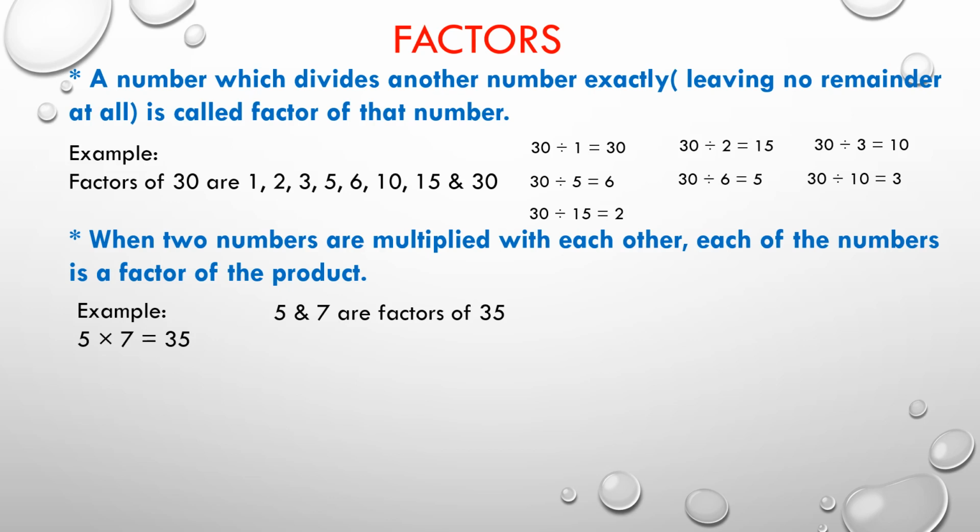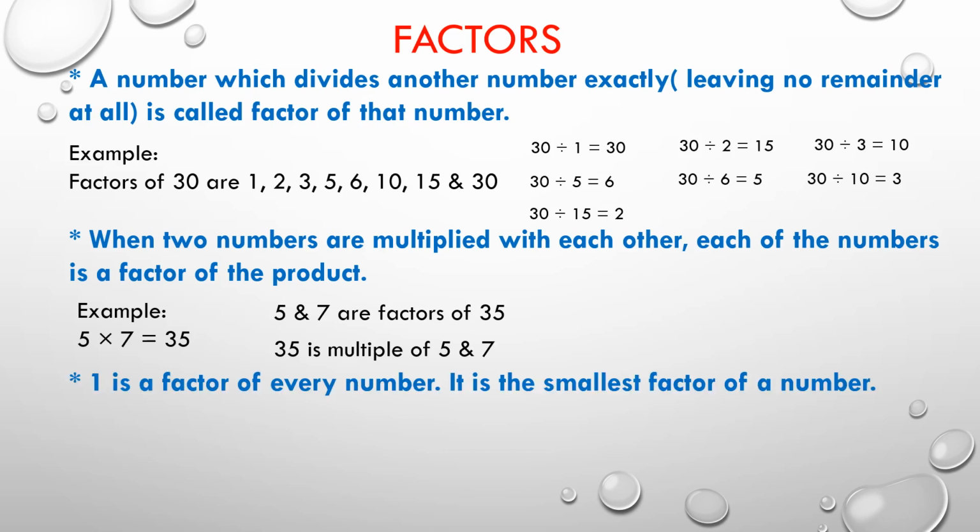Or 35 is a multiple of 5 and 7. We have already learned in the previous slide that 35 is a multiple of 5 and 7 because 35 is coming in the table of 5 also and 7 also. 5 times 7 is 35. Okay, this is the table of 5 and 5 times 7 is 35. So 35 is a multiple of 5 also and 7 also.